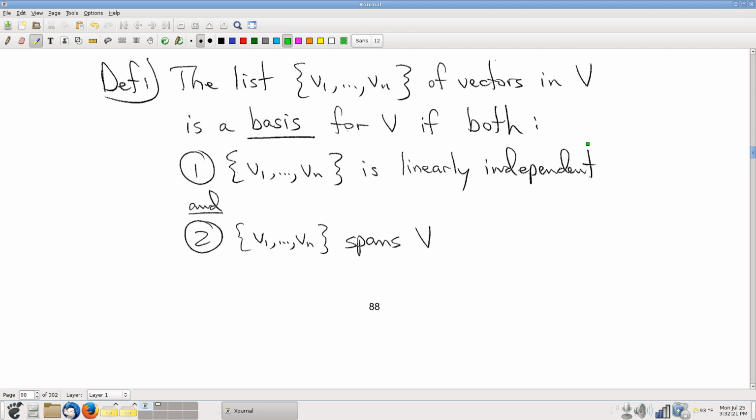On the other hand, in order to span the entire vector space V, you need at least enough vectors to do that. You need enough vectors so that everything in the vector space is a linear combination of your list. So these are competing requirements. You need at least enough vectors to achieve the span requirement, but not so many vectors that you can't maintain the independence requirement. So, competing forces.